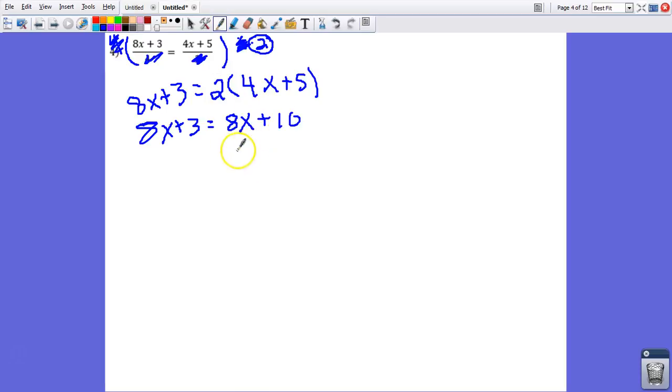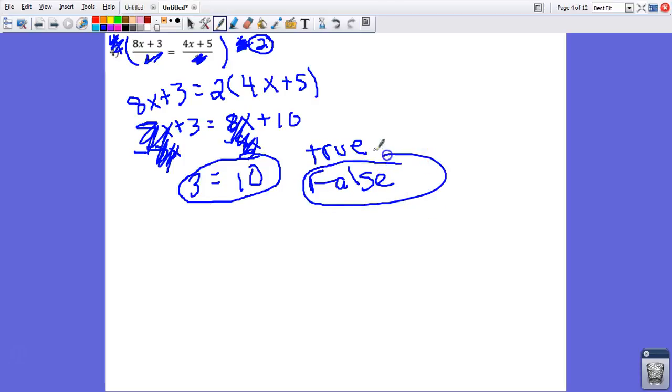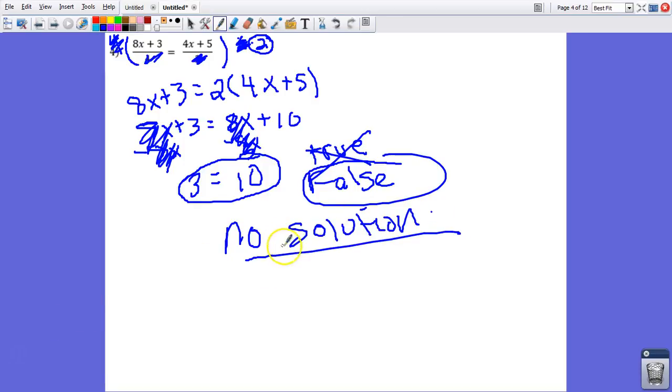Now let's get the x's on the same side. So I'm going to subtract 8 x's from both sides, and I have 3 left over on this side because I have 0 equals 10 on this side because this is 0. And remember what happens if we have just a number equal to a number? We need to check, is this true or is this false? Are 3 and 10 the same number? They are not. It is false. So in this case, there is no solution. Okay?